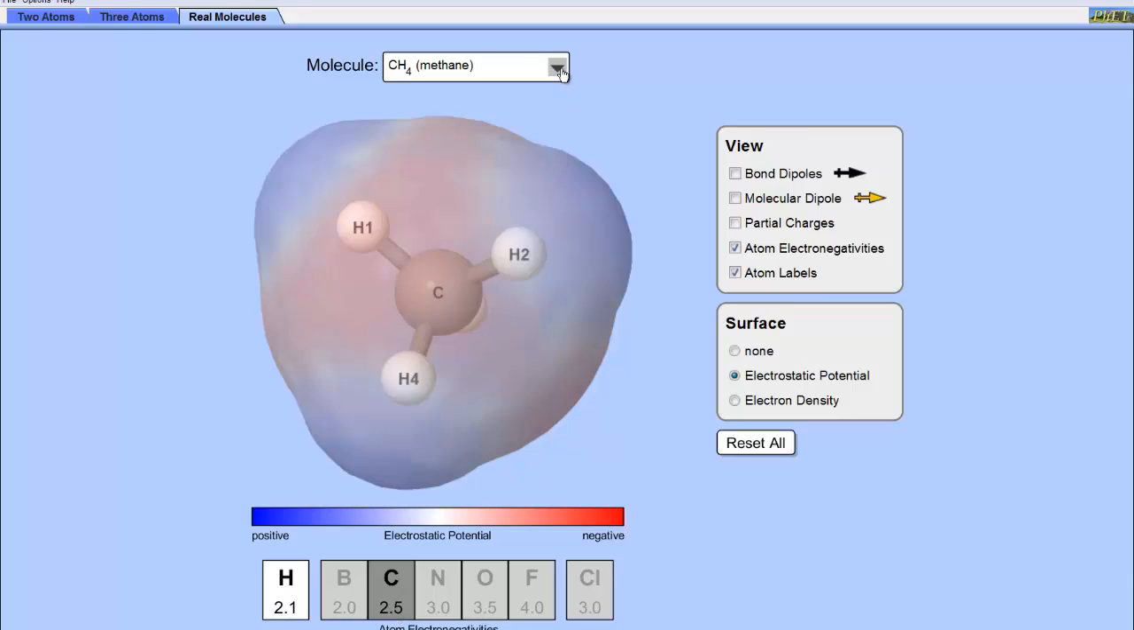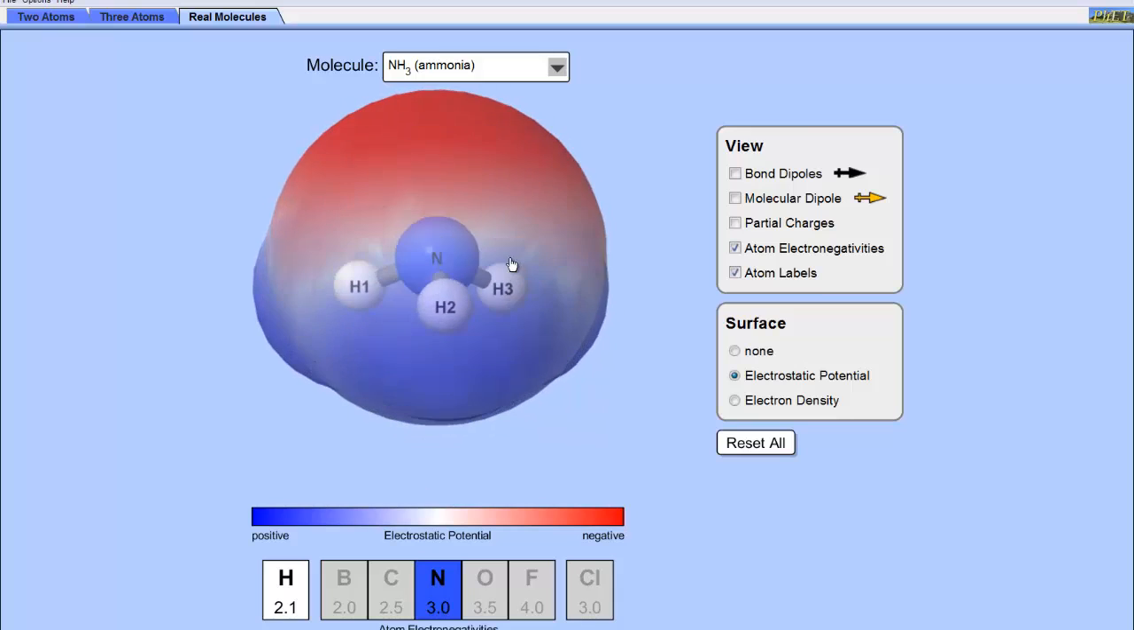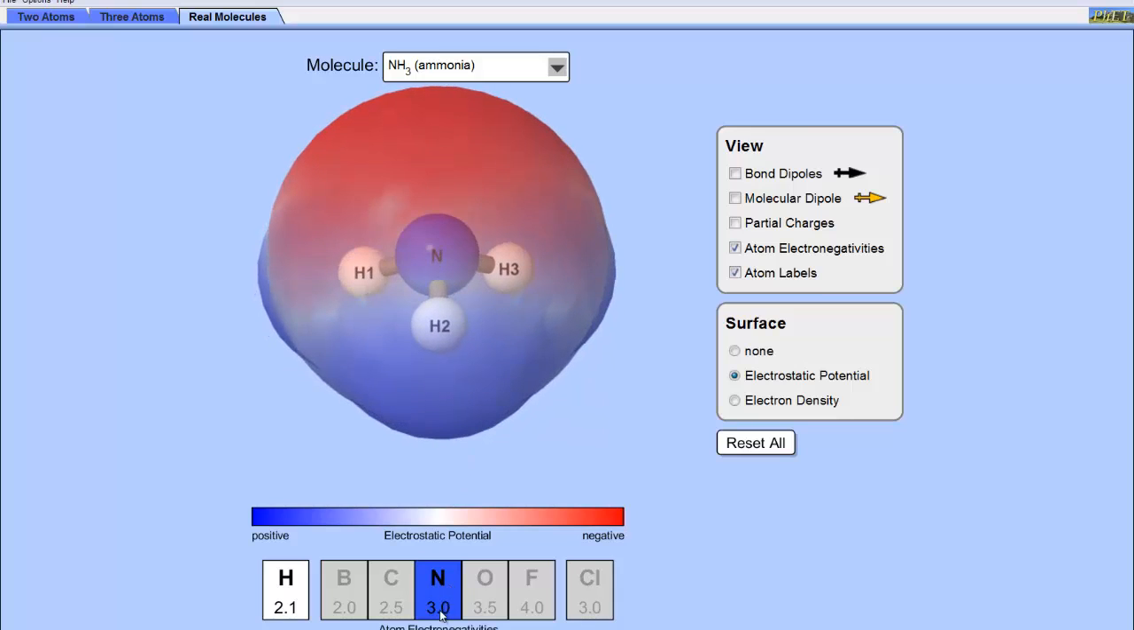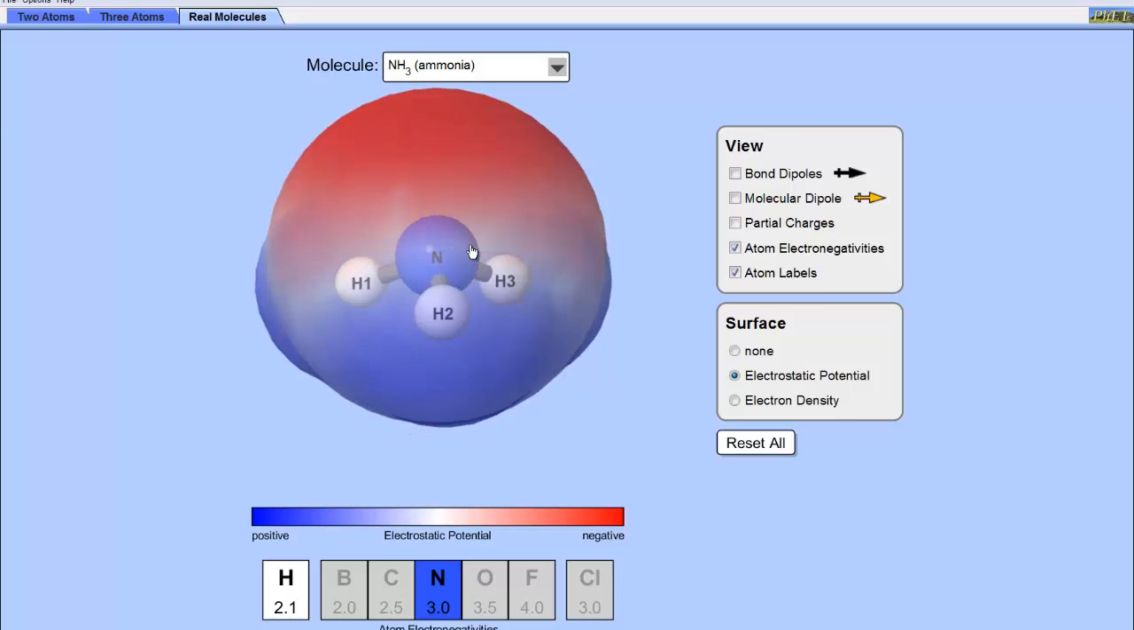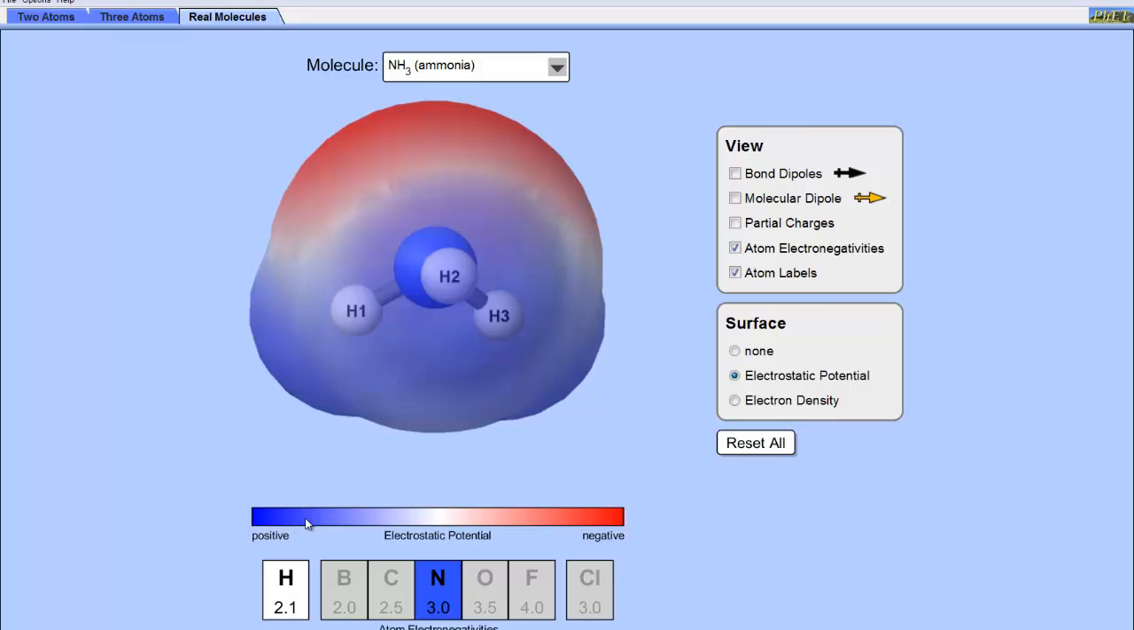As we look at molecules that demonstrate more polarity in the sharing of those electrons, take ammonia for instance. Nitrogen has an electronegativity of 3.0 compared to hydrogen's 2.1. So at a difference of 0.9, we would most likely classify this as a polar covalent bond. It's still a sharing of electrons, but it's a very unequal sharing of electrons, and you can see that the nitrogen end of this molecule has more of a negative charge to it, and the hydrogen end tends to have more of a positive charge.